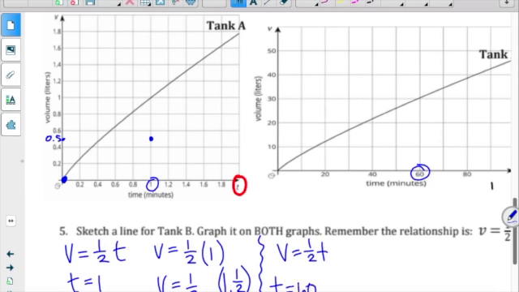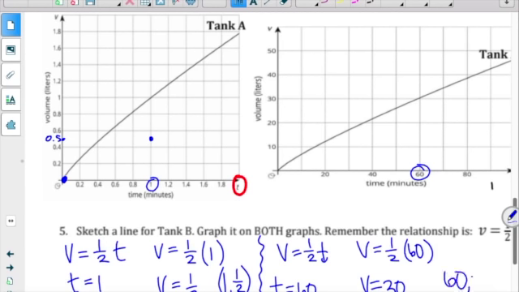And I'll substitute that in now. So volume equals 1/2 of T. I made T 60. So V is 1/2 of 60. Volume is equal to 1/2 of 60. Well, I know 1/2 of 60 is 30. So here's my ordered pair. 60, 30.